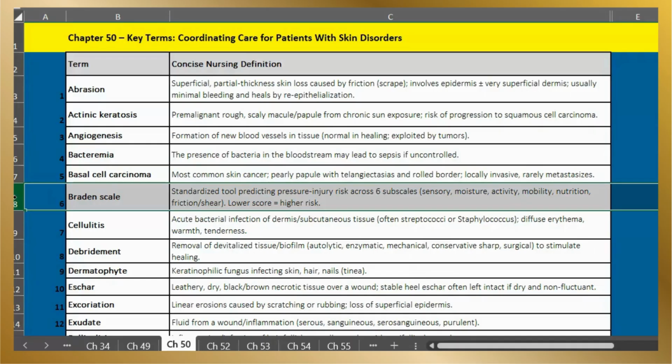Again, we have the Braden scale we had in the previous chapter, and I'll cover this in more detail in the outline and in the NCLEX part. It's a standardized tool predicting pressure injury risk across 6 subscales: sensory, moisture, activity, mobility, nutrition, friction and shear. So a low score means higher risk.